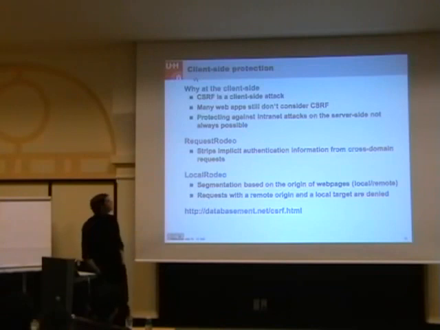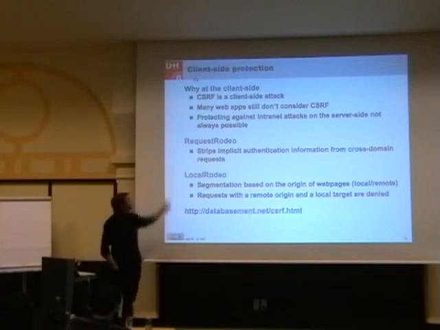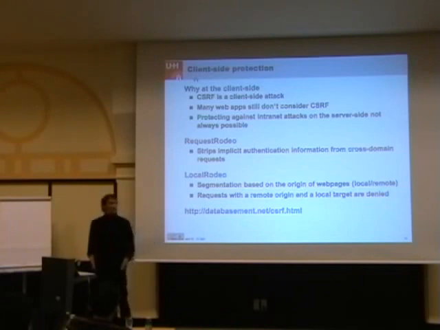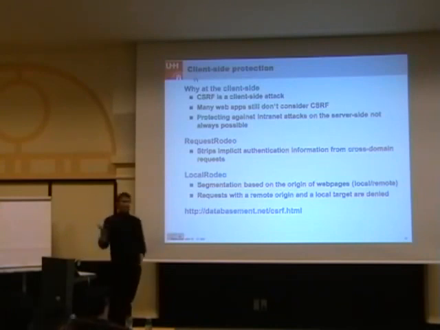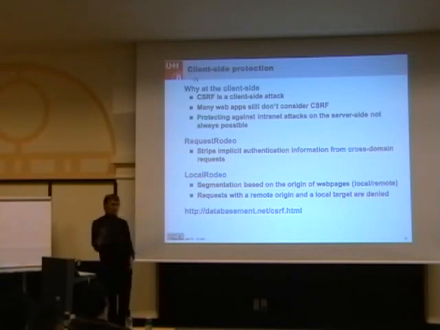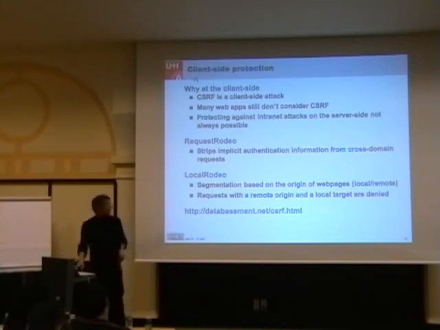This is Request Rodeo. The other one we built was Local Rodeo. This protects the intranet against the reconnaissance attacks. We do the segmentation between local and remote IPs, and if a web page that came from a remote IP tries to access a local IP, the request is dropped. So it's not that hard to fix the situation, but right now we still have the problem.